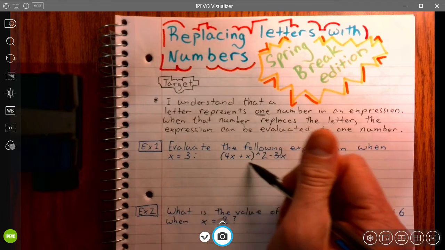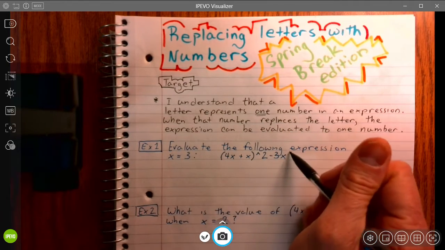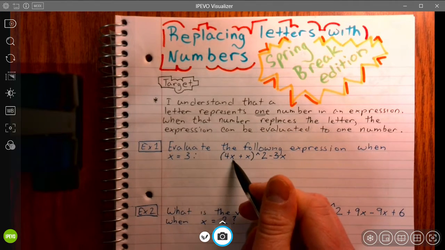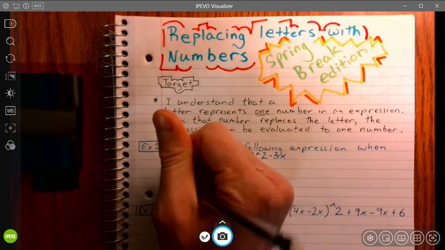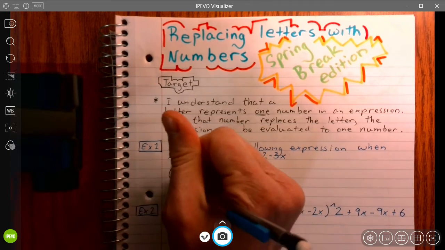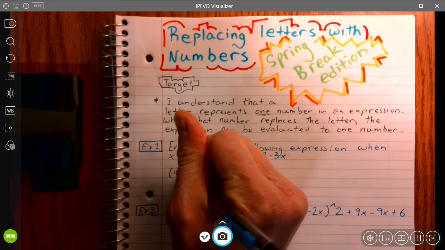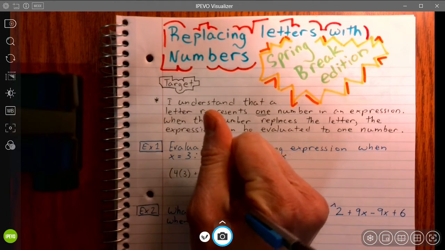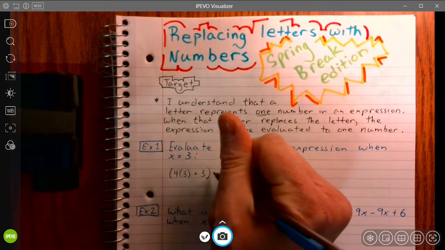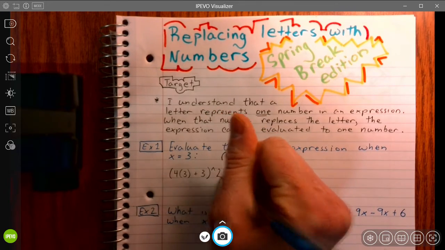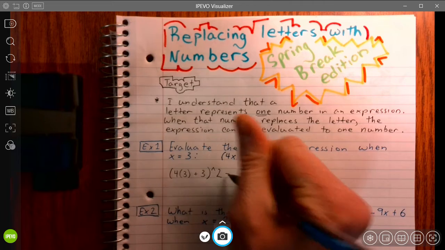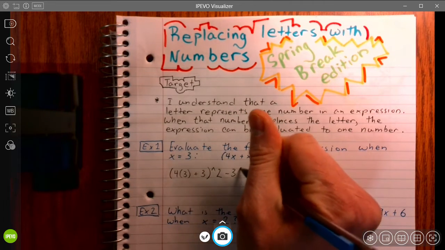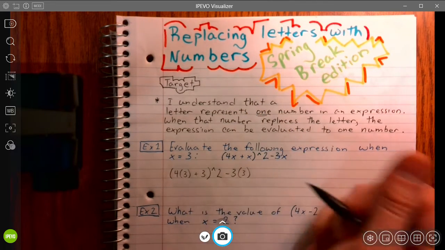So my first step is going to be to take this expression and everywhere I see an x, I'm going to write a 3. So I'm going to have 4 times 3 plus 3 squared minus 3 times 3.